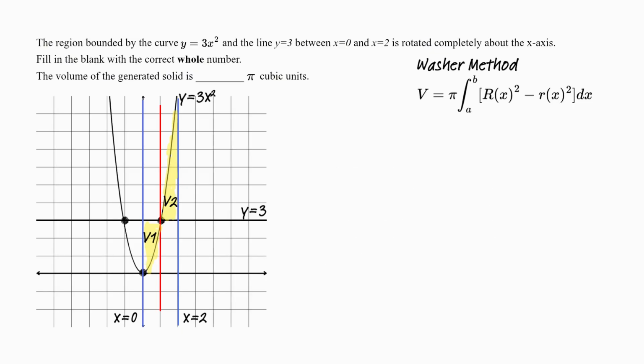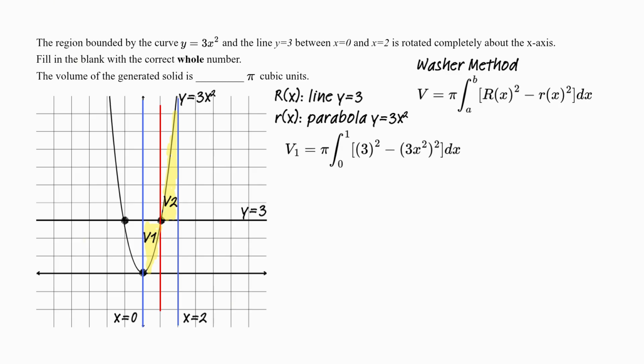For the first section, our outer radius, big R, is the line y equals 3, and our inner radius, small r, is the curve y equals 3x squared. Let's plug those into the washer method formula. Volume 1 equals pi times the integral from 0 to 1 of 3 squared minus (3x squared) all squared, dx. Simplifying the integral, we get volume 1 equals pi times the integral from 0 to 1 of 9 minus 9x to the fourth power, dx.